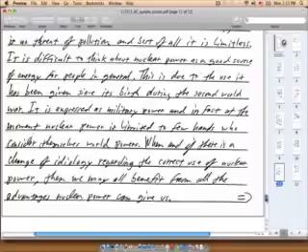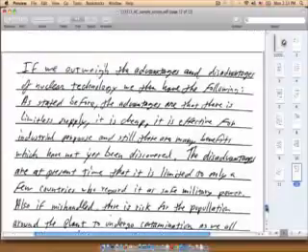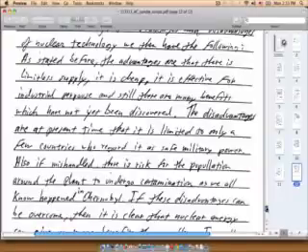When and if there is a change of ideology regarding the correct use of nuclear power, then we may all benefit from the advantages nuclear power can give us. If we outweigh the advantages and disadvantages of nuclear technology, we then have the following. As stated before, the advantages are that there is limitless supply, it is cheap, it is effective for industrial purposes, and still there are many benefits which have not yet been discovered. The disadvantages are at present time that it is limited to only a few countries who regard it as safe military power.